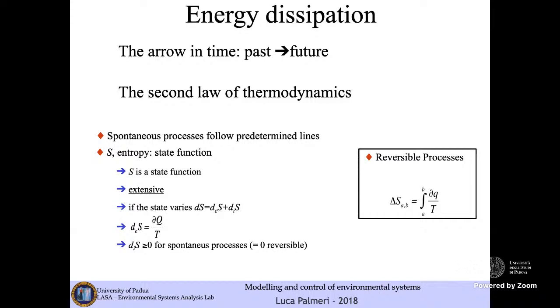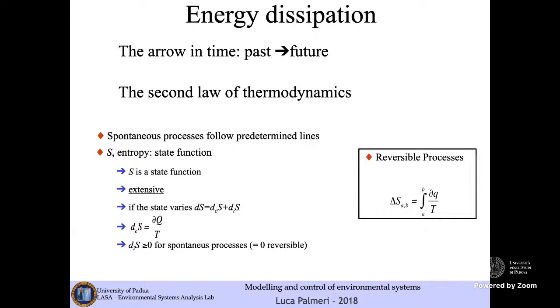And as a matter of fact, we may measure this tendency to disorder by introducing a new state function that describes the fact that spontaneous processes follow predetermined directions. This new state function is called the entropy. And we define the entropy by saying, first of all, it is a state function. This means different states have different entropies. It is an extensive function, meaning that if I have two systems with two values of entropy, and if I put the two systems together, the total entropy is the sum of the entropies of the two subsystems.